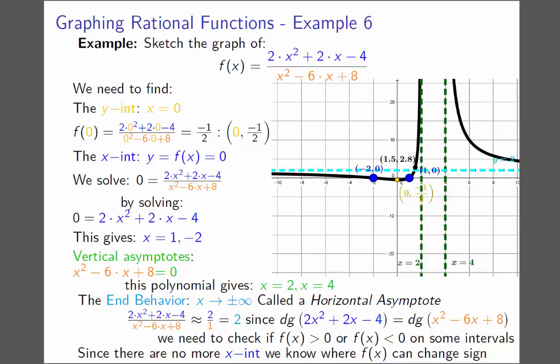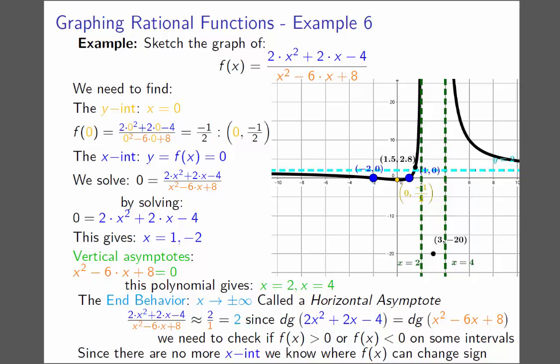Lastly, let's pick a point between x equals 2 and x equals 4. Say x equals 3. Evaluating our function at x equals 3, we get that f of 3 is negative 20. So since our function is negative at this point, our function must be negative for all values of x between 2 and 4. Otherwise, we'd have to cross through the x-axis again.